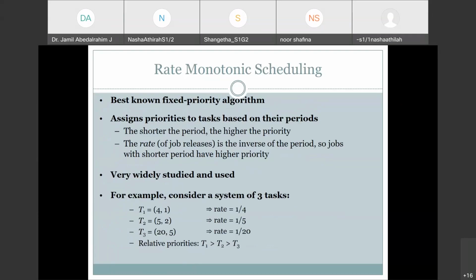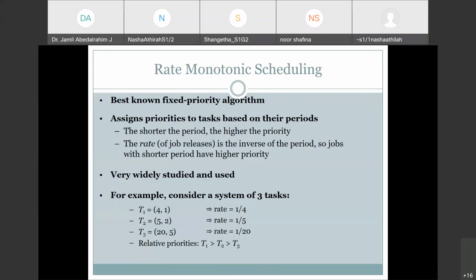Okay, let's start with the first type of algorithm, which is rate monotonic scheduling. It is the best known fixed priority algorithm and assigns priorities to tasks based on their period. So the shorter the period, the higher the priority, as I explained to you in the lab session. The rate of job release is the inverse of the period. So jobs with a shorter period have higher priority.